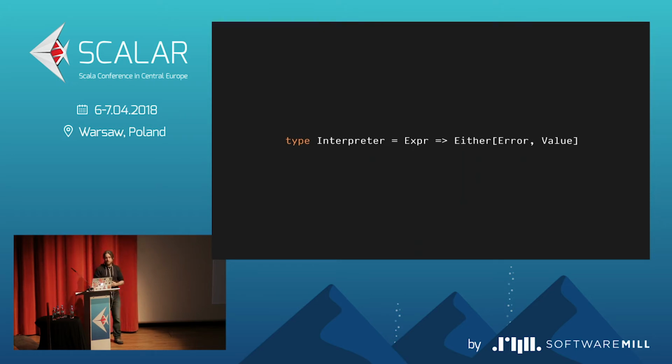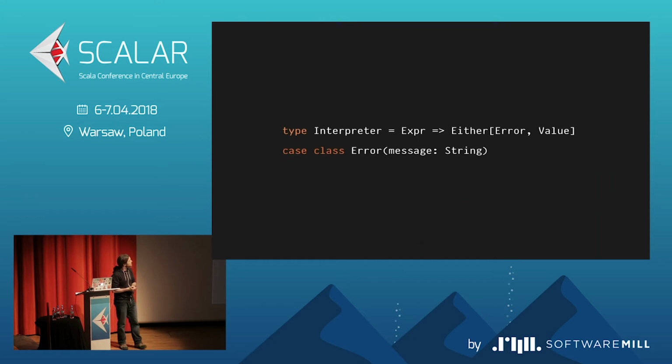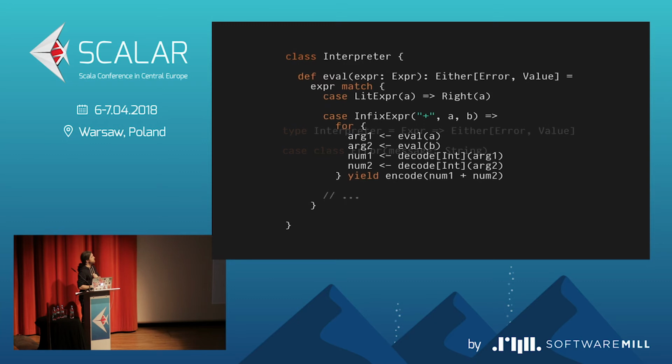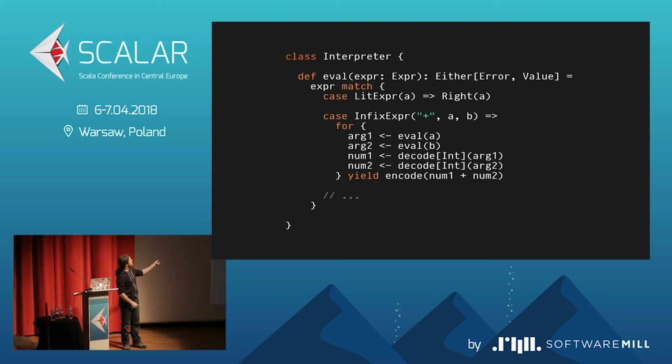So we'll say our interpreter returns an Either. The error on the Either is just a case class. And with that, we can write an interpreter, okay? And this is pretty straightforward, I hope. So we have an eval method. We take in the expression, return the Either. And then when we see a literal, we're just doing a little bit to wrap that in a Right.